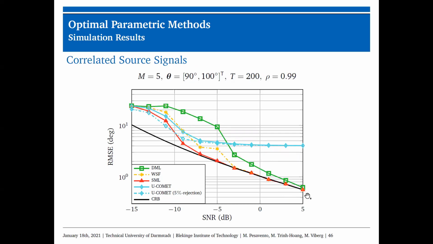So next, we look at the case where the two signals are highly correlated, 99% correlation. Otherwise, the same scenario. In this case, stochastic maximum likelihood shows the best threshold performance, followed by WSF and COMET. However, the COMET estimates have an error floor indicating that they will not give the correct values even for infinite SNR. The DML method has a higher resolution threshold, and it also does not quite achieve the stochastic CRB as shown in this picture. So this concludes part 1 of this tutorial, and it is time for a break. And right after the break, Minh will continue with the second part. Thanks for listening.